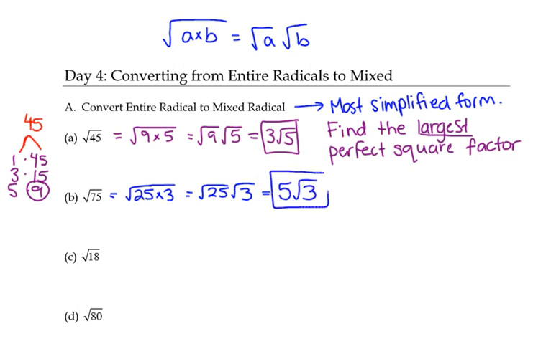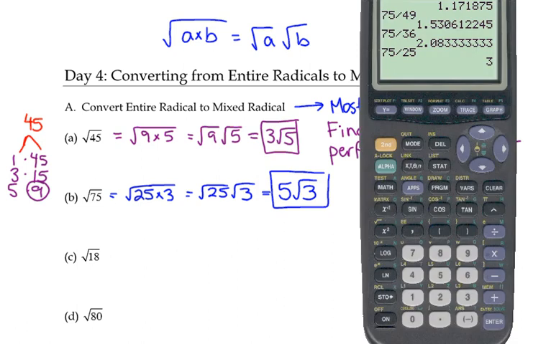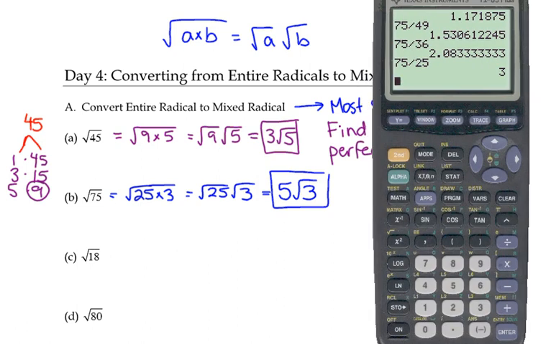Now, can we check our answers? Yeah, we can. We can by going root 75, the original, and then our answer, and the decimal should be the same. Yeah, go backwards. 5 squared, so 25 times 3 is 75. Yeah, and there you go.